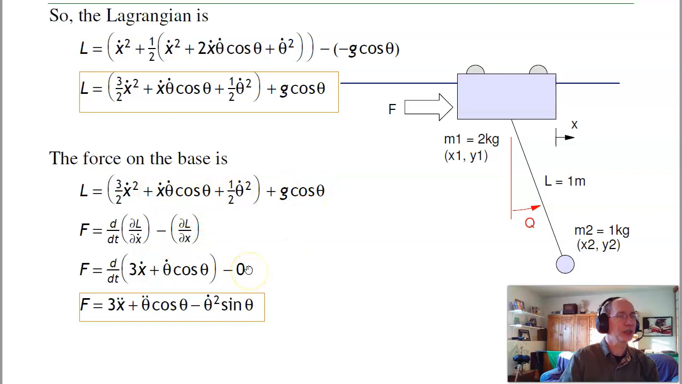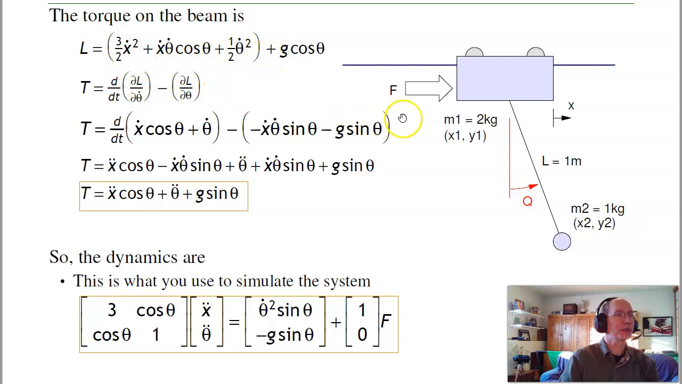Now take the full derivative. The derivative of 3x dot is 3x double prime. Chain rule, the derivative of the second term gives you theta double prime cosine theta plus theta dot times minus sine theta dot. And the two theta dots come together, giving theta dot squared. So that's one term. The second term is repeat with respect to theta. That'll give you the torque. It's right here, and that torque is zero. But again, I need to include it.